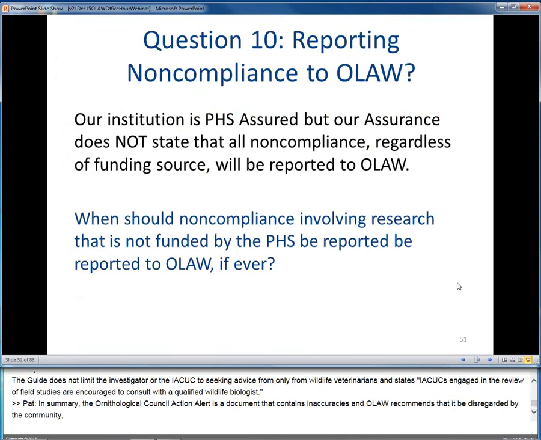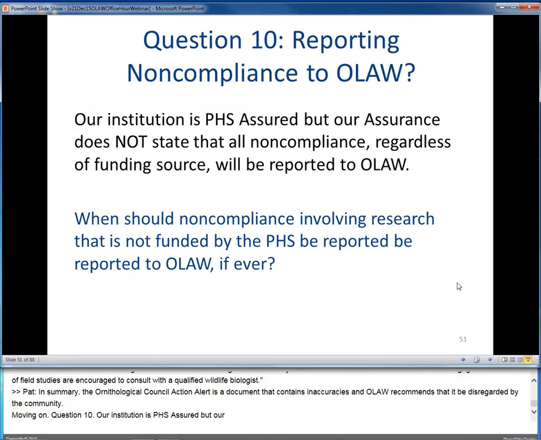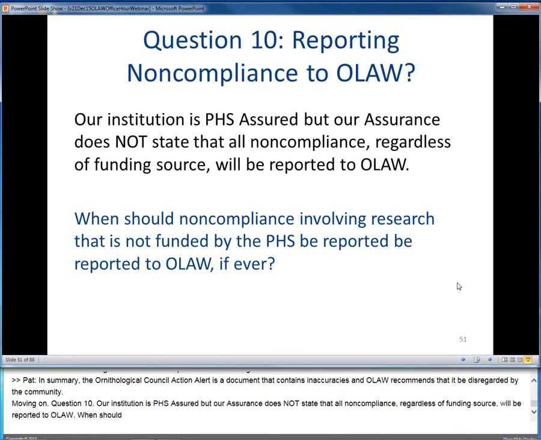Moving on. Question 10. Our institution is PHS assured, but our assurance does not state that all noncompliance, regardless of funding source, will be reported to OLAW. When should noncompliance involving research that is not funded by the PHS be reported to OLAW, if ever?